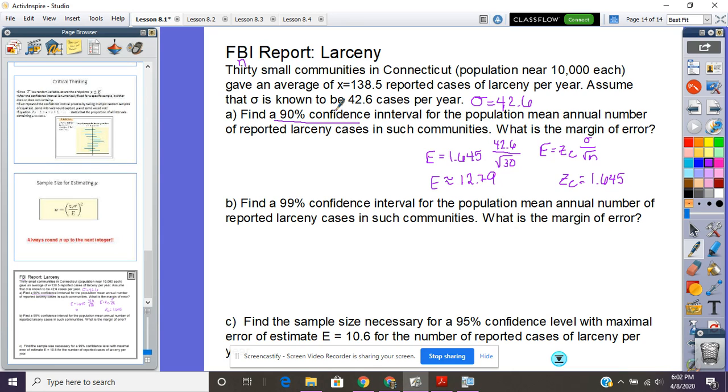So now we're going to make a 90% confidence interval. What does that mean? It means we're going to take X bar minus our E, and then X bar plus our E. Well, our X bar is up here. That should have a bar. So our X bar is that number right there. So we are going to do 138.5 minus 12.79, and then 138.5 plus 12.79.